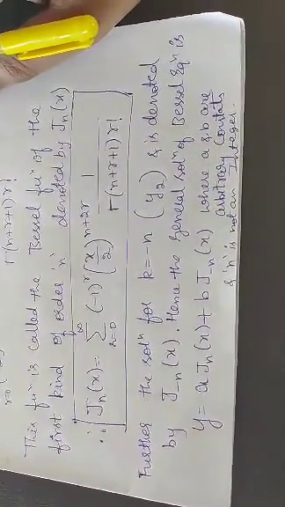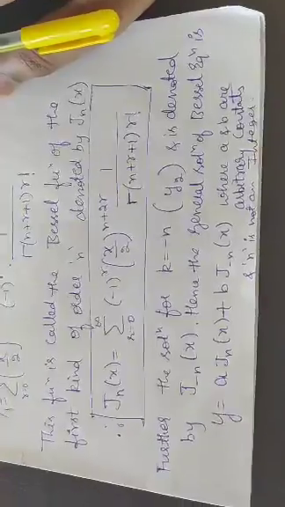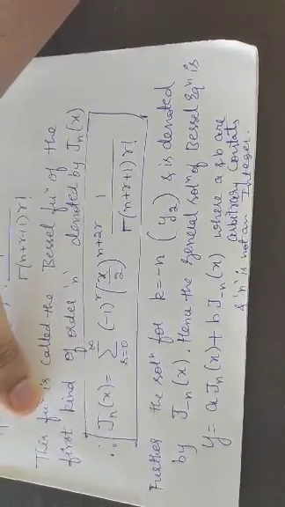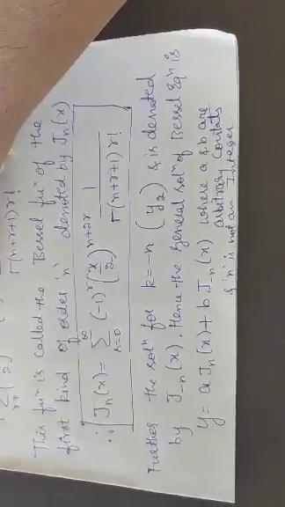Hence the general solution of the Bessel equation is a times Jn of x plus b times J minus n of x, where a and b are arbitrary constants. So this completes the proof of the Bessel equation. This is a very big proof, so work hard for this. Thank you.